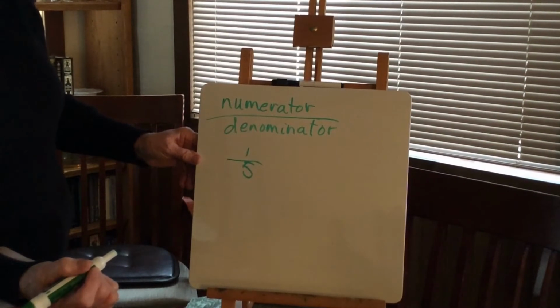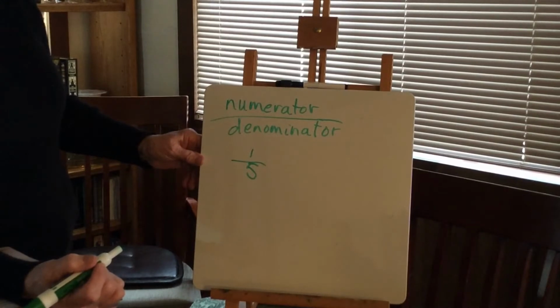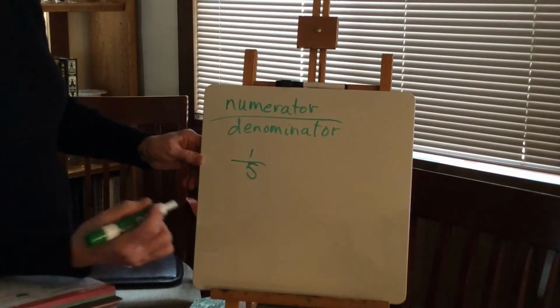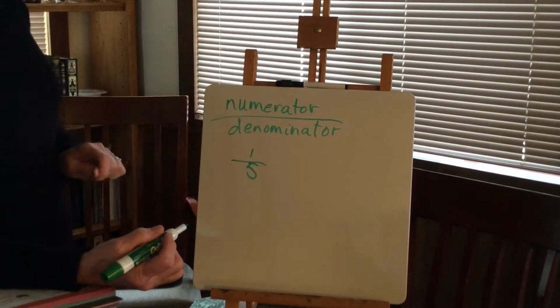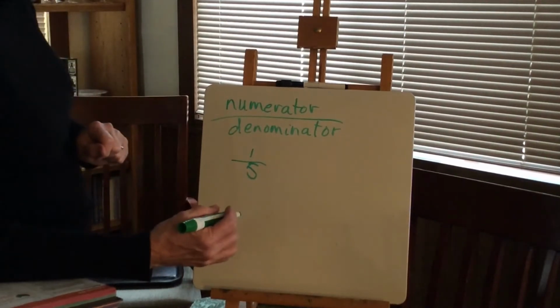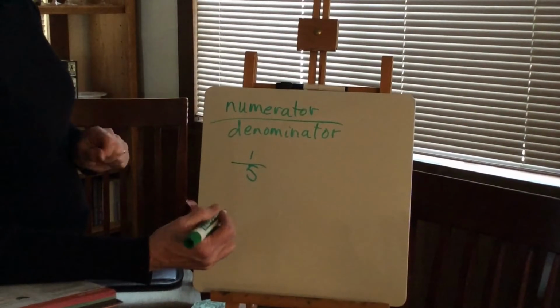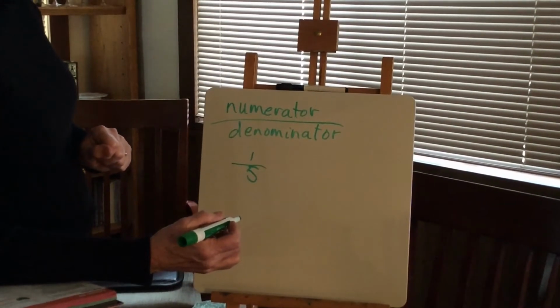So now let's talk about adding and subtracting fractions. If I'm going to add fractions together, and if they have a common denominator, that means the same denominator in all fractions, I can add them together and the denominator does not change. Just the numerator is added.